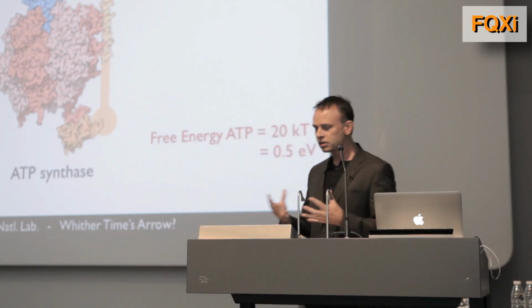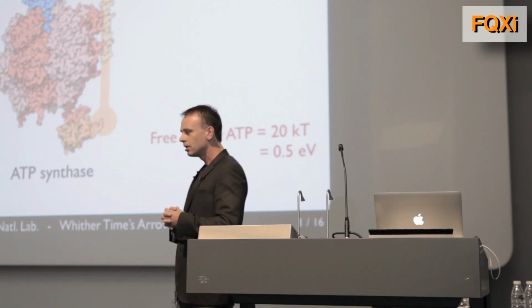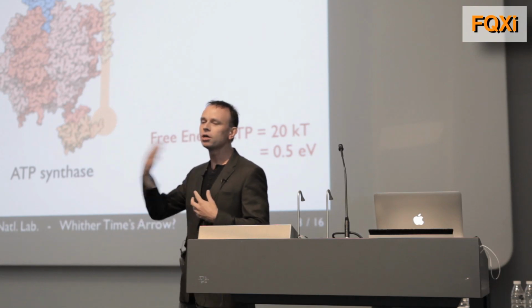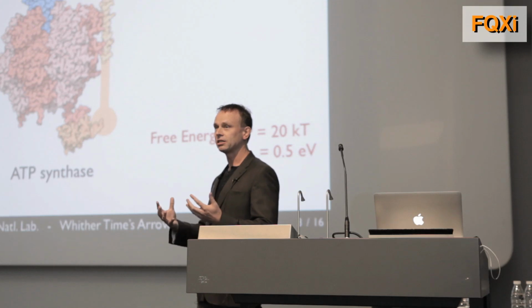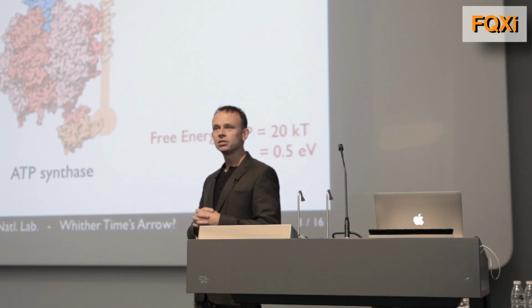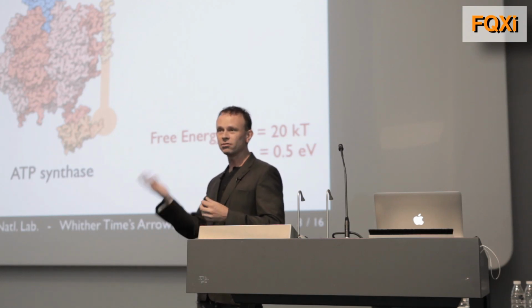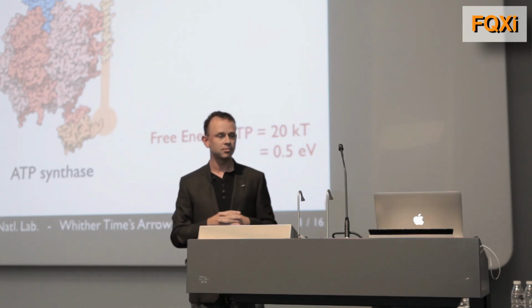So these machines, because they're operating way down near the thermal limit, they're not deterministic. Your car engine will turn over at a very constant rate, but these machines are going to be stochastic. They're not always going to operate at the same rate. And in fact, once in a while, there's even going to be a little funny fluctuation, and it'll run backwards. And it'll eat ATP and kick out a few protons.